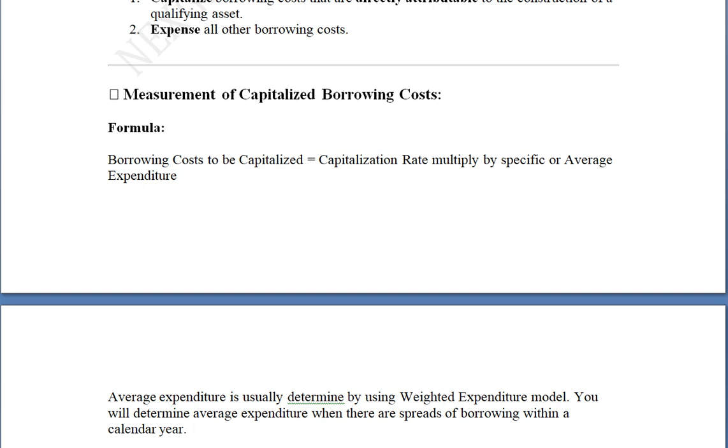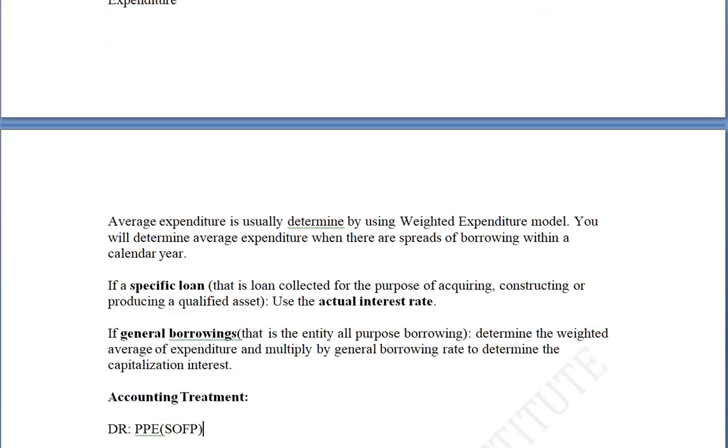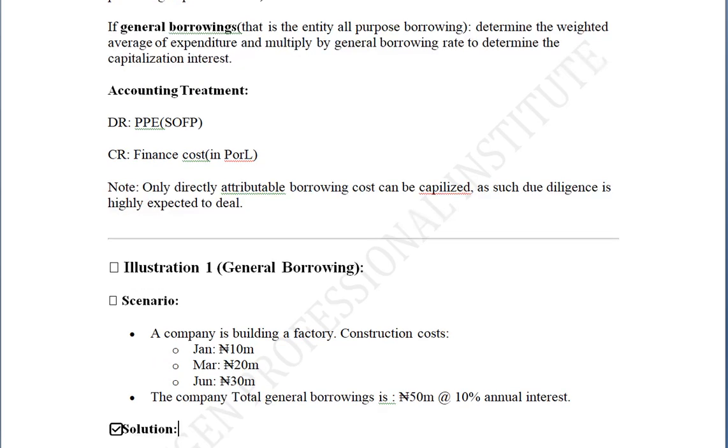What do we mean by expenditure? It means that from the general pool of funds, you remove money from time to time for the expenditure on the construction or production of the qualifying assets. So at those times that you are removing those funds, you are going to get the average of the expenditure. That is what we will now multiply by the general borrowing rate. So let's look at an example, very, very simple.